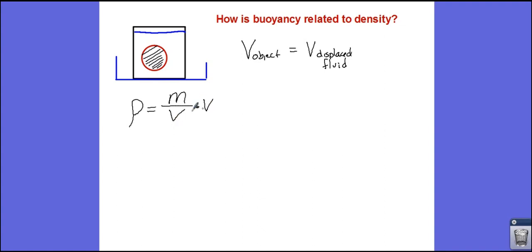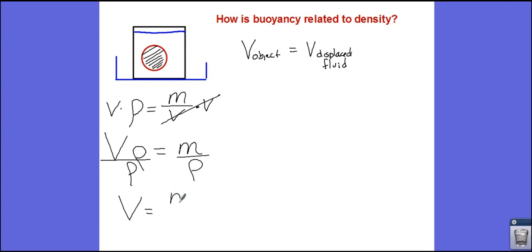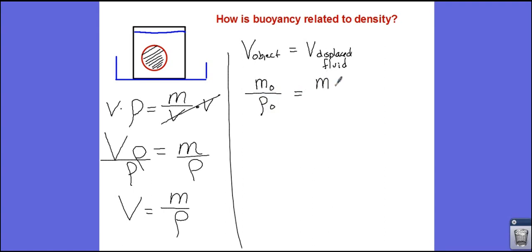So multiply both sides by volume. We have volume times the density is equal to mass. Divide both sides by the density. We have volume is equal to mass over density. So for the object, we need to use the mass of the object over the density of the object. And for the displaced fluid, we need the mass of the displaced fluid divided by the density of the displaced fluid.